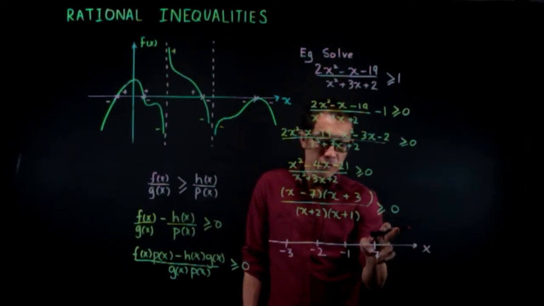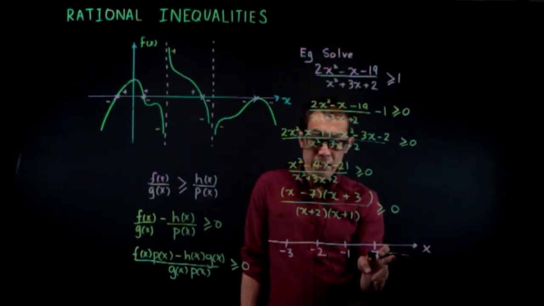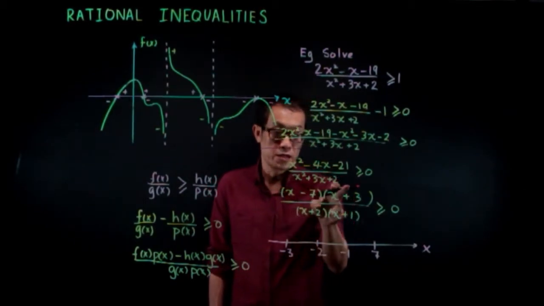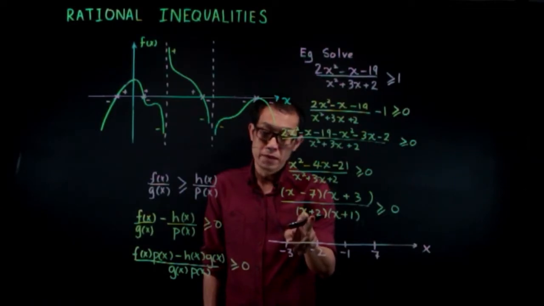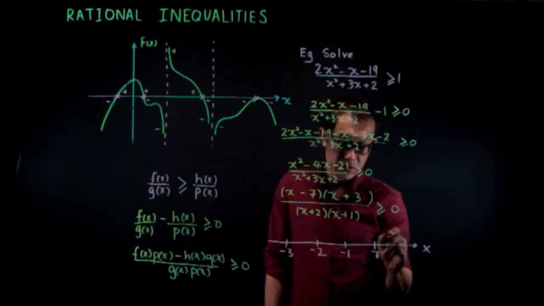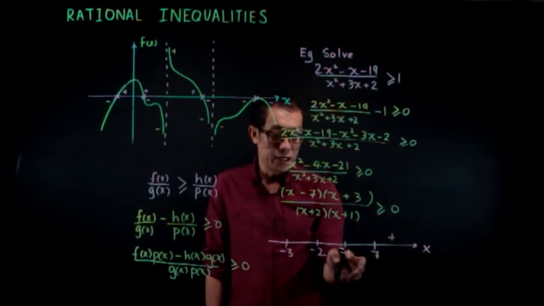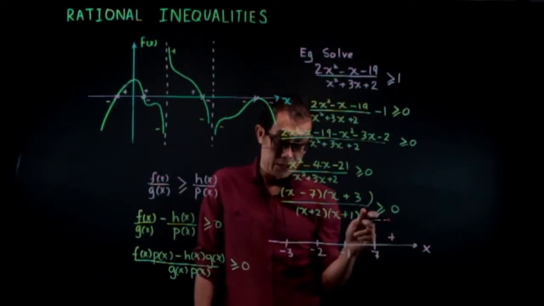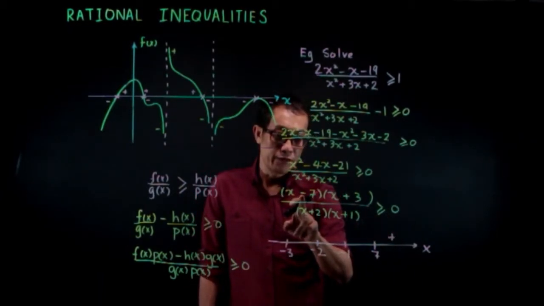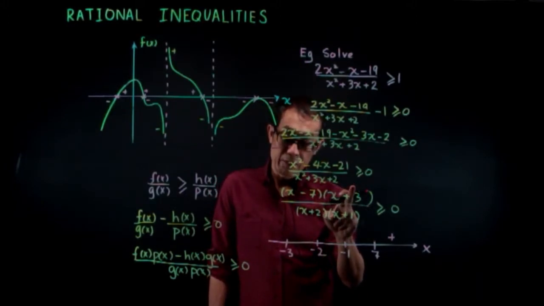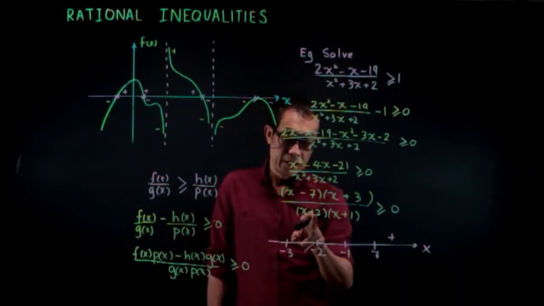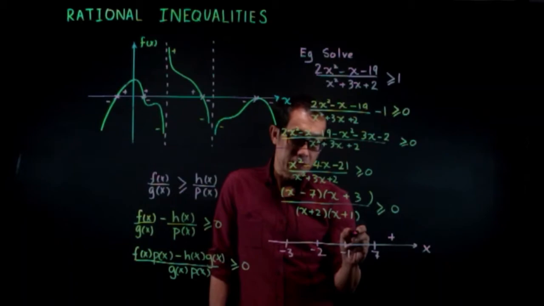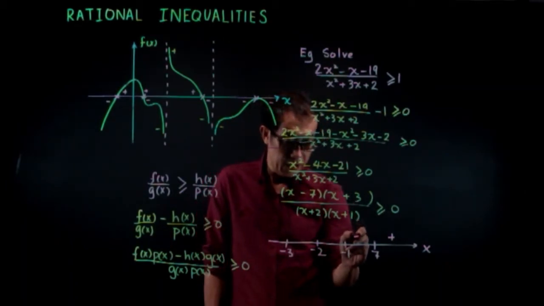Maybe we start off with a value that is greater than 7. Let's say we put 1,000. You'll find that this is positive, 1,000 plus 2 is positive, 1,000 plus 1 is positive, so this is positive. Now you substitute a value that is in between minus 1 and 7. So let's say you put x equals 0. If x is equal to 0, this is negative, this is positive. Then what do you get? You get a negative numerator and the denominator is a positive. So a negative divided by a positive is negative.